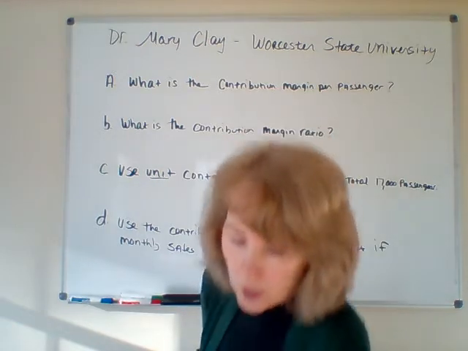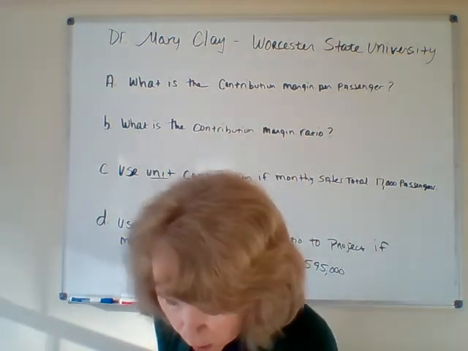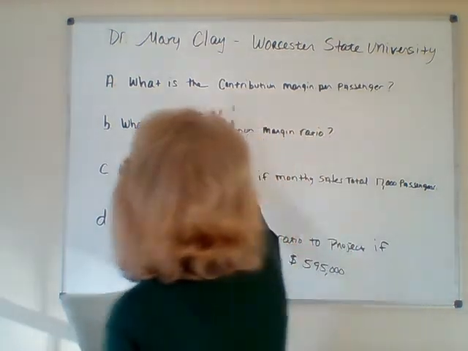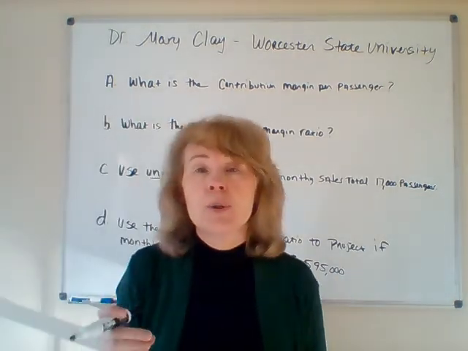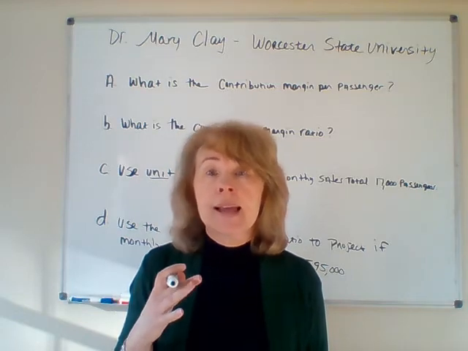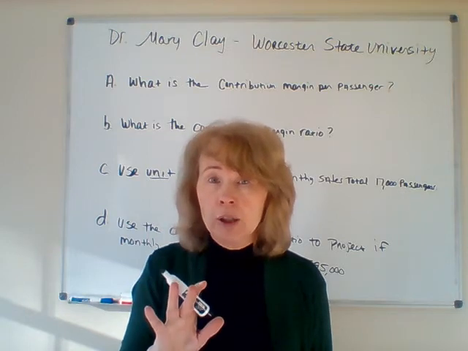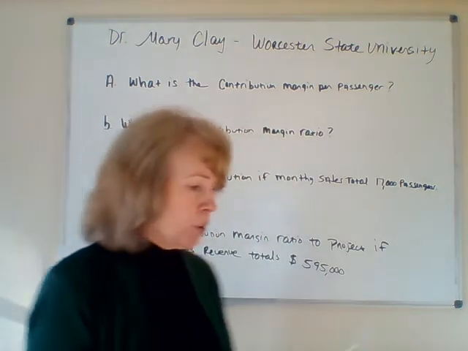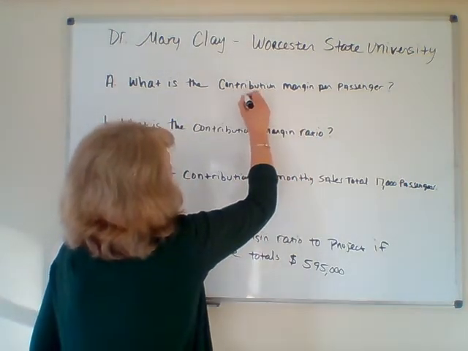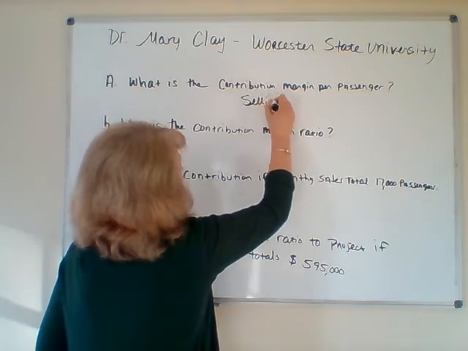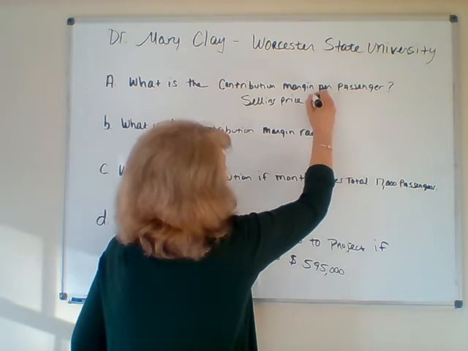Okay, so we need to first figure out this question. What is the contribution margin per passenger? Whenever you get contribution margin, it's always going to be the sales price or selling price minus variable costs. Only variable costs in contribution margin. So I'm going to go over to the board and put in how you figure it out. You're going to take the selling price, which is $50 per passenger.